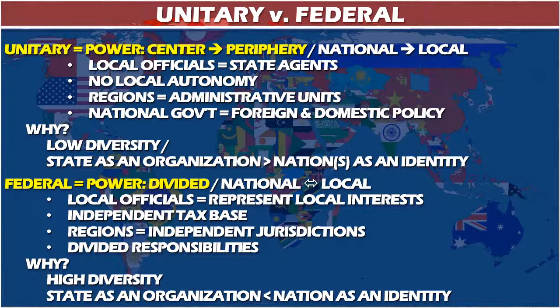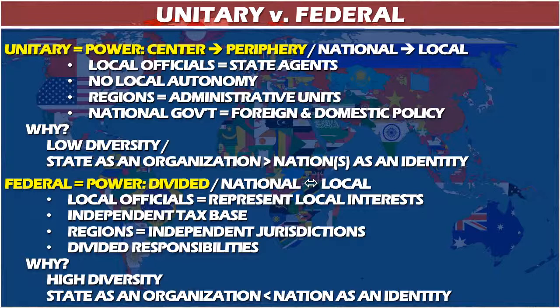And as I said before, there's a division usually between foreign and domestic policy between the state and the national unit. Why? A lot of it has to do with low diversity, which means that people all are part of the same country, they share the same culture, they're one nation, and therefore there's no reason to have separate governments. In some senses, local people might be able to consult with administrative officials in their area, but they don't have, in a sense, control over them. They can't make their own laws.